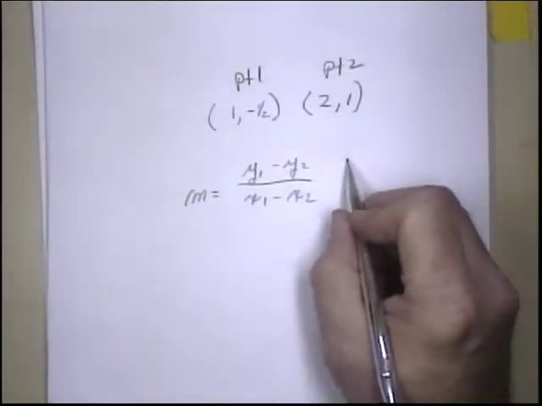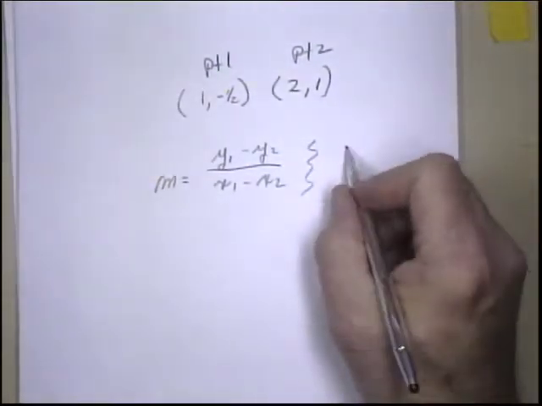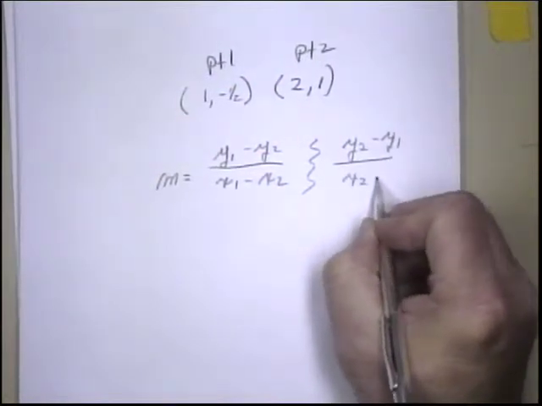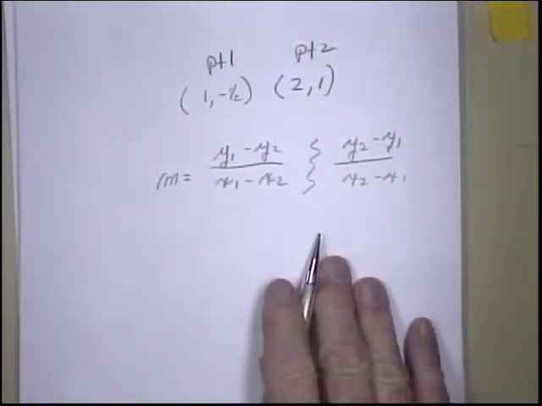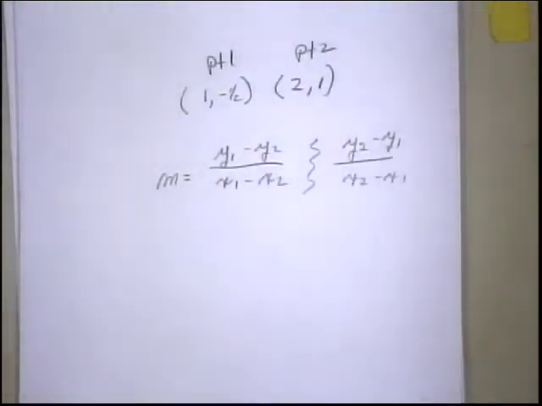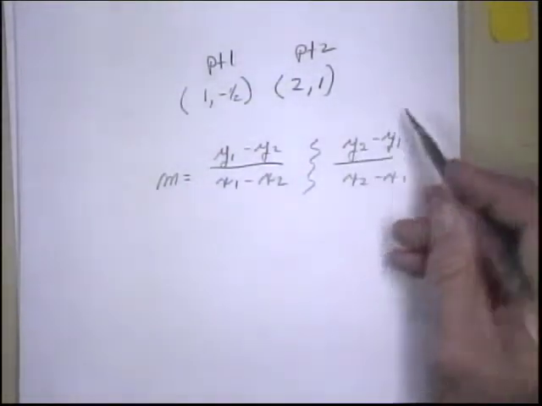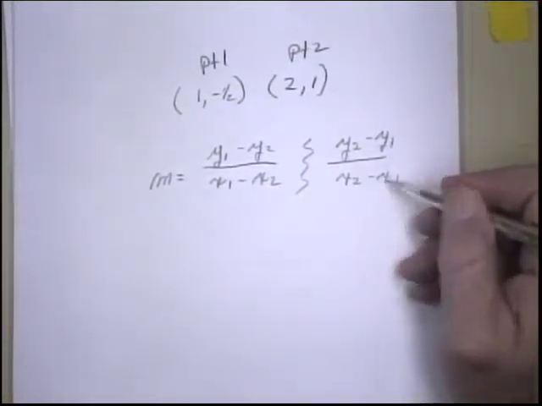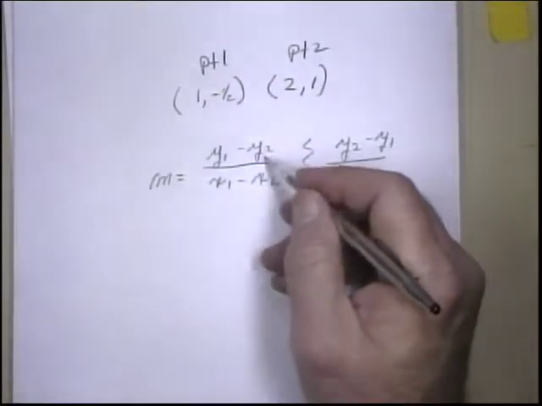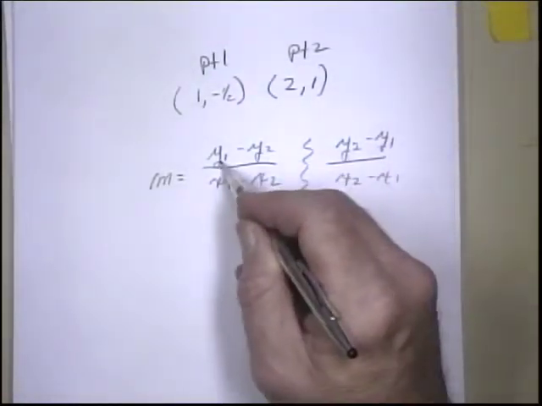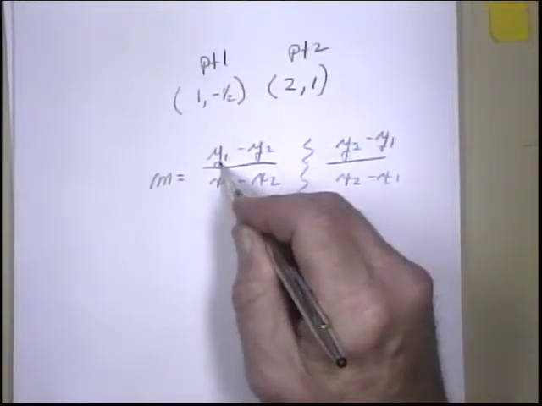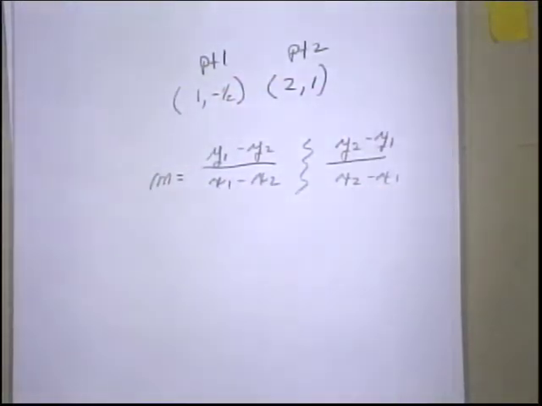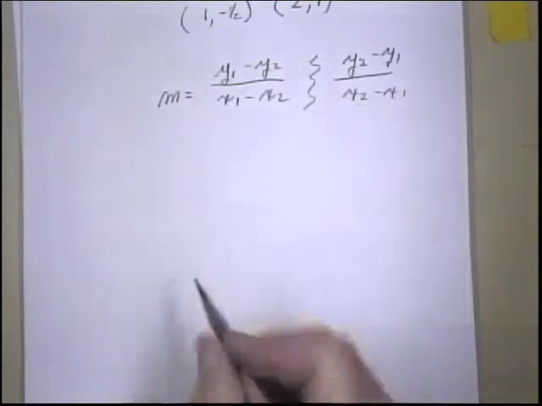Now that's a different formula than I've been using. I've been using y sub 2 minus y sub 1 over x sub 2 minus x sub 1. But I explained earlier to you that it doesn't matter which one you subtract, as long as you're consistent. If you subtract the y from point 1 from point 2, then you have to do the same with the x. If you subtract the y of point 2 from point 1, you have to do the same with the x of point 2 from point 1. So we'll do it this way this time.